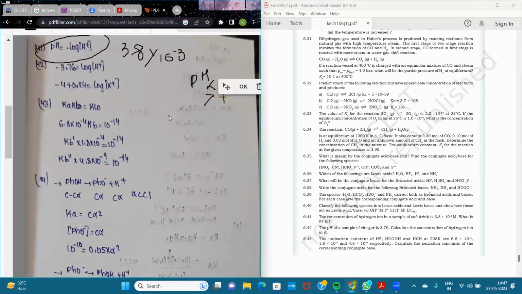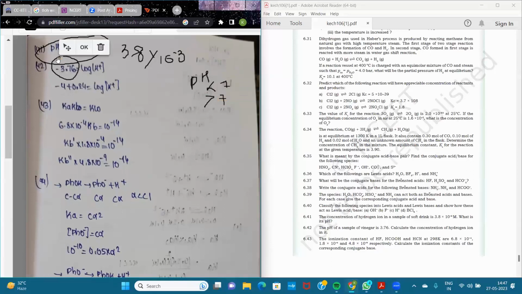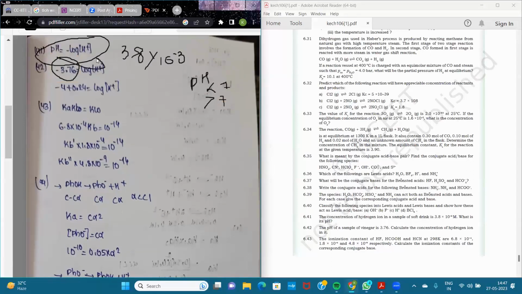42nd question, the pH of a sample of vinegar is 3.76. Vinegar contains acetic acid, so its pH is less than 7. Calculate the concentration of hydrogen ion in it. We need to reverse the formula we used here and substitute in reverse. That is, they gave the value of pH, and we need to calculate the concentration of H plus. We'll use anti-log here. Initially we need to write minus 4 plus 0.24. If we do the anti-log, it will be nearly 1.8 into 10 power minus 4. This gives the concentration of H plus from the given pH.